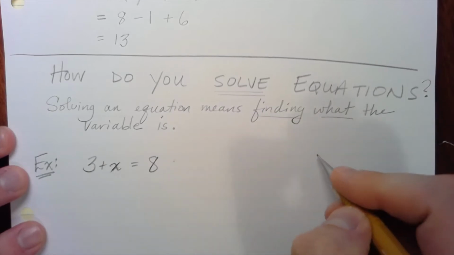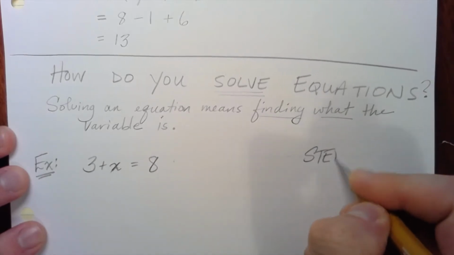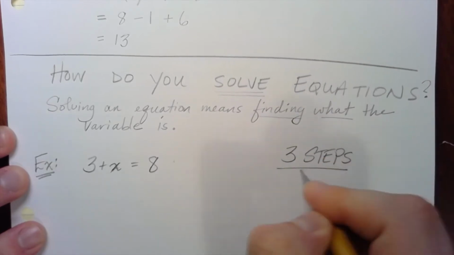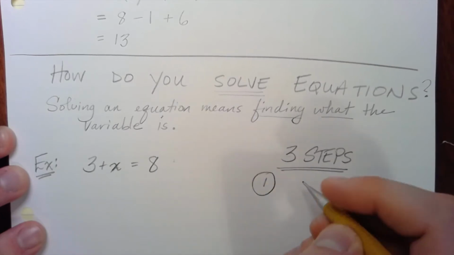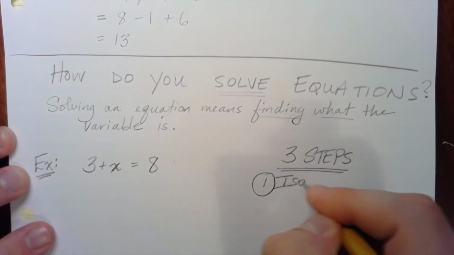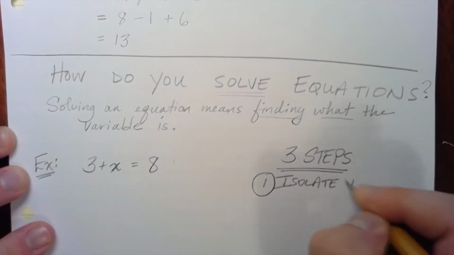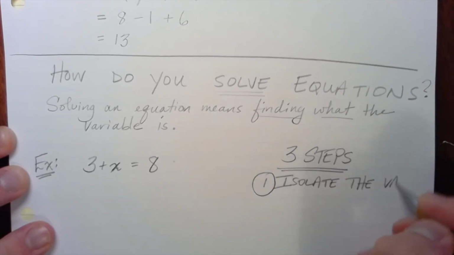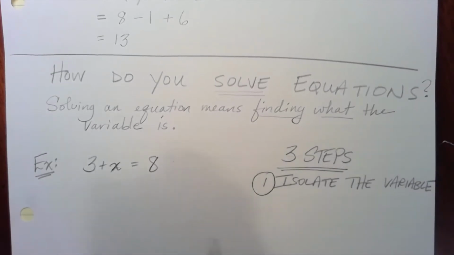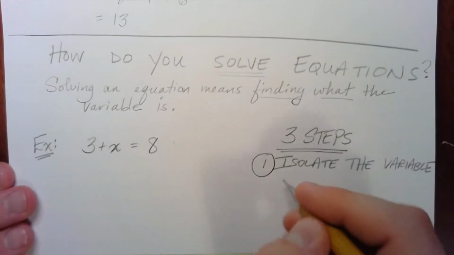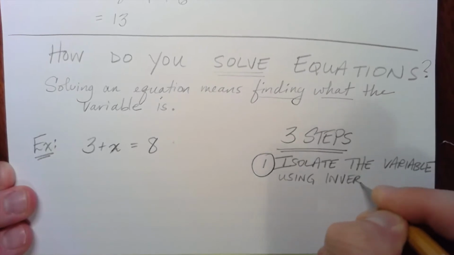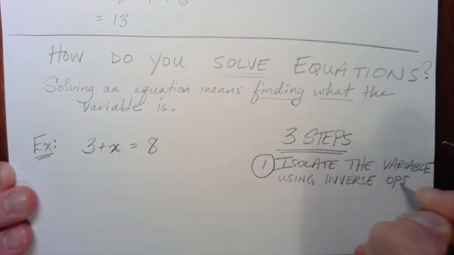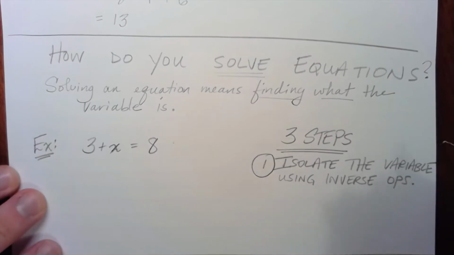Okay? So there are steps. Actually, there are 3 steps that I want you to commit to memory here. Okay? The first step is isolate the variable using inverse operations. Remember, inverse kind of means backwards, right?